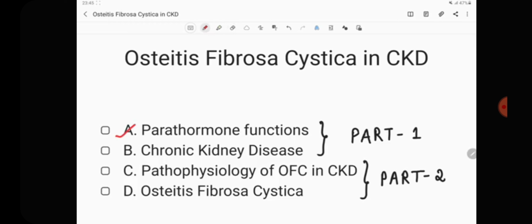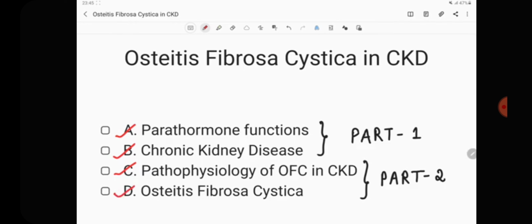Parathormone functions, B. Chronic kidney disease, C. In short, the pathophysiology of OFC in chronic kidney disease, where I will be integrating and telling you why osteitis fibrosa cystica occurs in chronic kidney disease, and lastly we will be deriving the disease osteitis fibrosa cystica itself from the 3 previous topics, right?